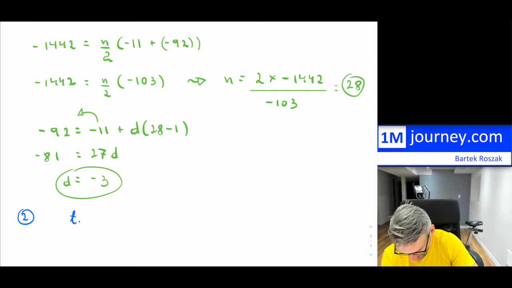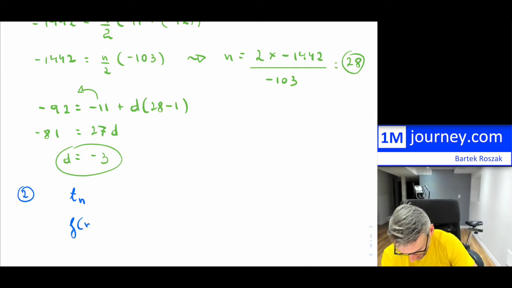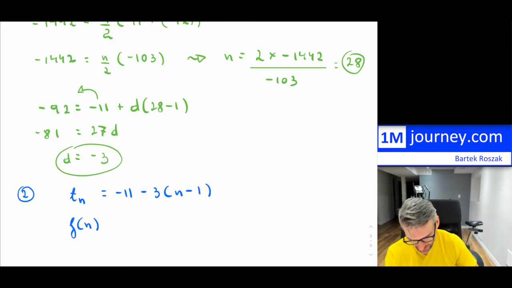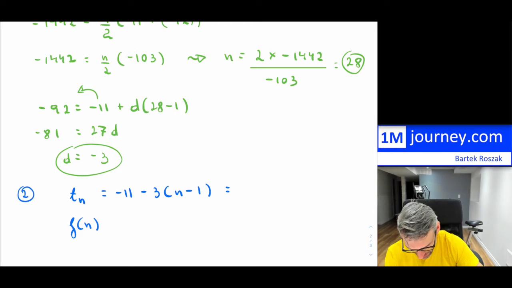So now that we know all of this, for question number 2, our sequence Tn, if you like, you can write it as a function, right? So f of n. T1 was negative 11, it's going to be minus 3, and n minus 1, so that's what we will have there. I mean, you can simplify this as well, because it's going to be a line, right? It's going to start at negative 11, and then it's going to keep going down, except it's a sequence. So let me just simplify this. Negative 11 minus 3n plus 3.